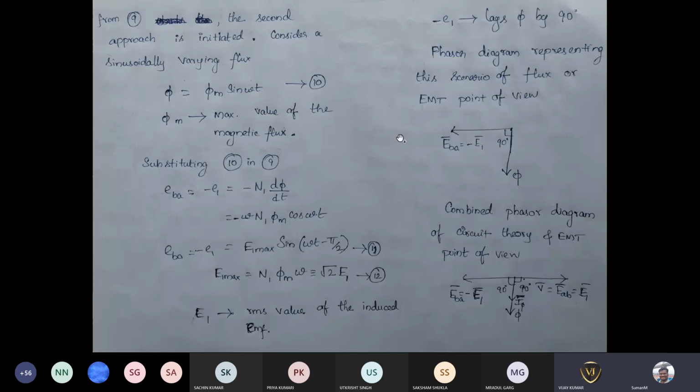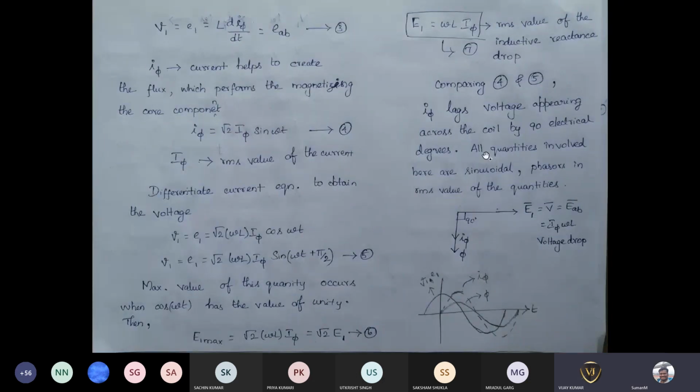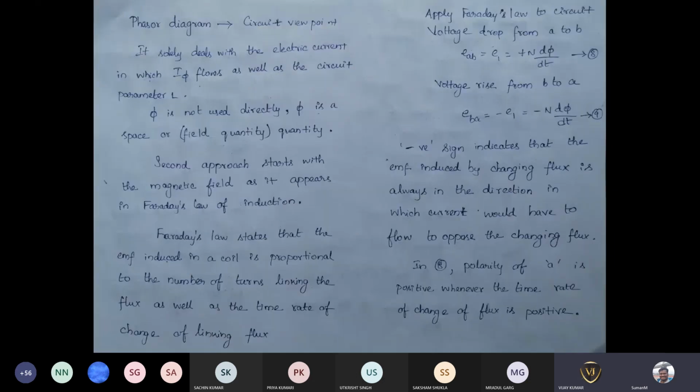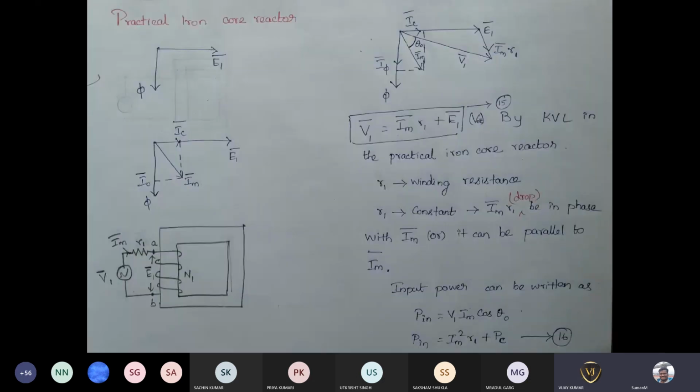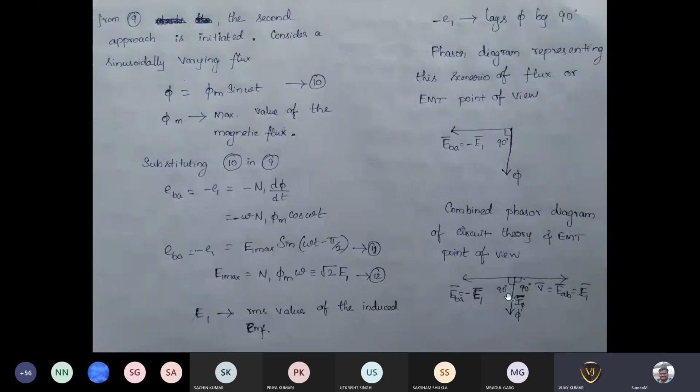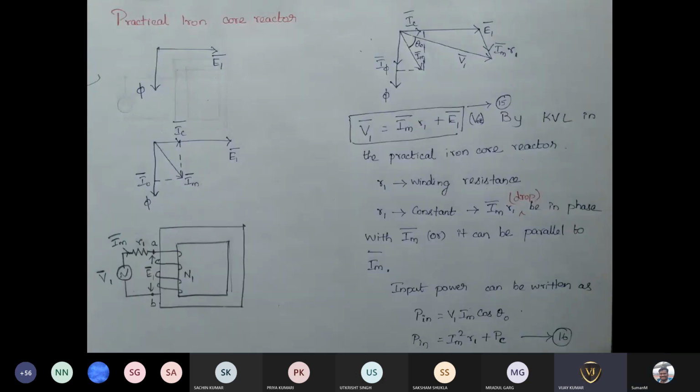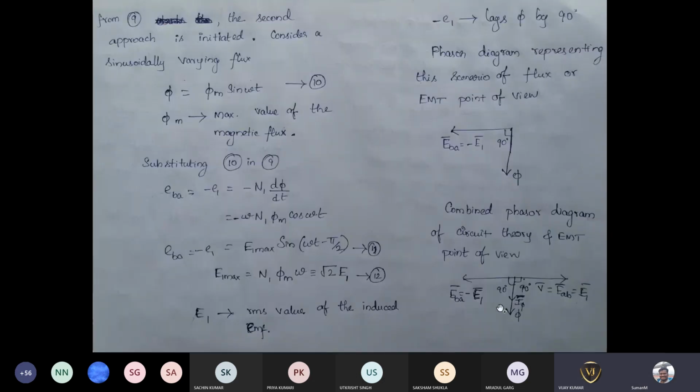In the circuit point of view, we have already drawn this, based on what we saw yesterday. So this is based on the circuit viewpoint. EAB is the voltage drop. With respect to that, the current and the flux are lagging this voltage drop by 90 degrees. Whereas for the induced EMF, you can see here that the current is leading the induced EMF by 90 degrees. Or you can also say that the induced EMF is lagging the current by 90 degrees.